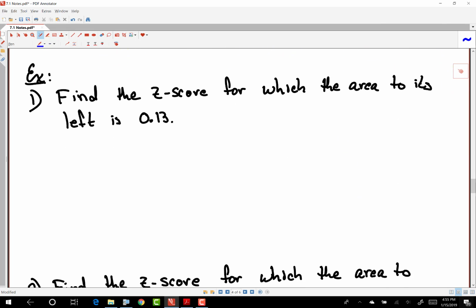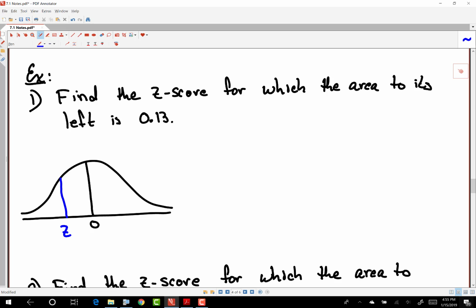Okay, so for the first one, we want to find the z-score for which the area to its left is 0.13. So let's draw our picture. Mean at 0. So if the area to the left is 0.13, we know the area to the left of 0 is 50%. 13% is smaller than 50%. So my z-score is going to have to be on the left over here. It's going to be negative. And then this area right here, because we're looking at the area to the left, we know that to be 0.13.